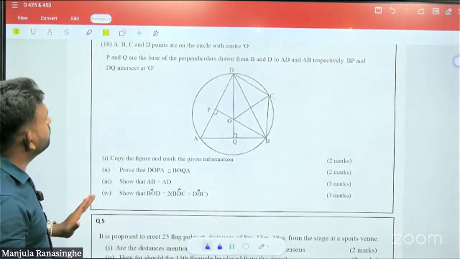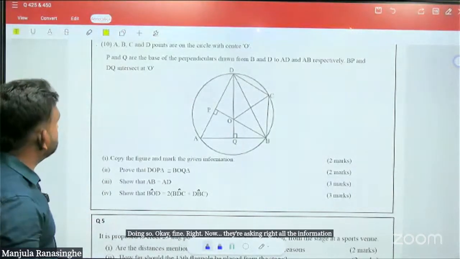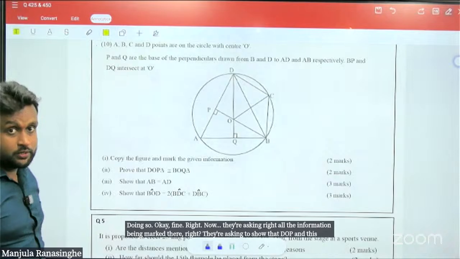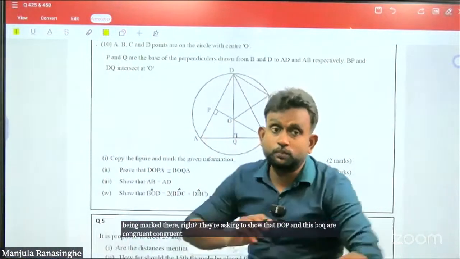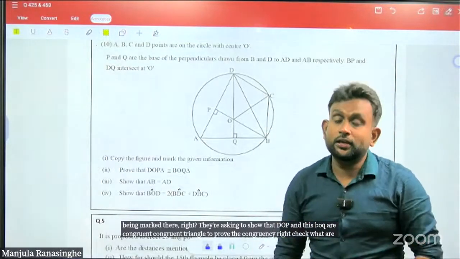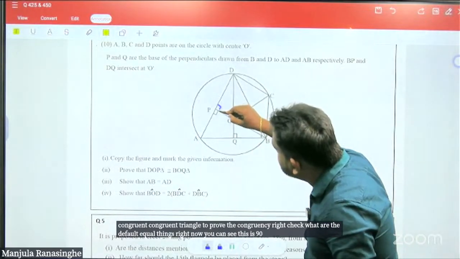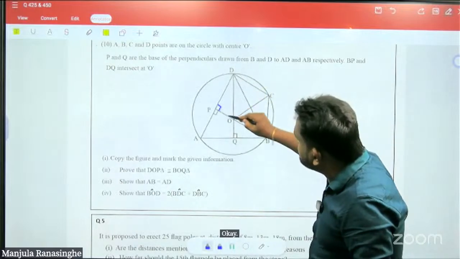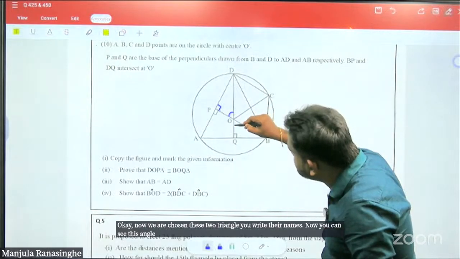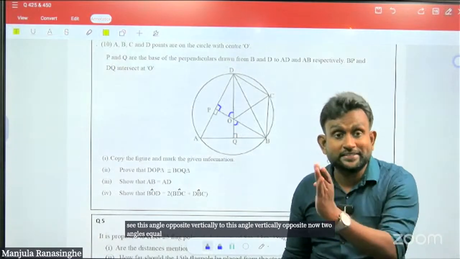Right. Now they're asking, all the information being marked there, to show that DOP and BOQ are congruent triangles. To prove the congruency, check what are the equal things. Now you can see this is 90, this is also 90. Okay, now we are choosing these two triangles. You write their names. Now you can see this angle is vertically opposite to this angle. Now two angles are equal. Now we have to choose a side.